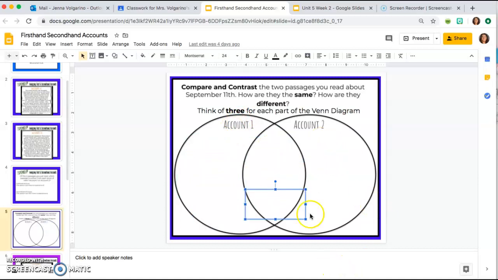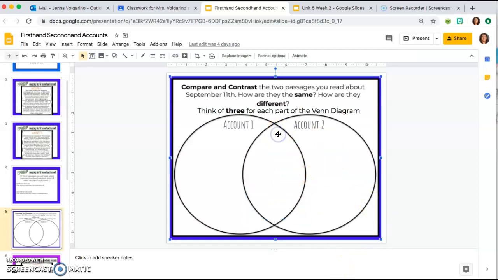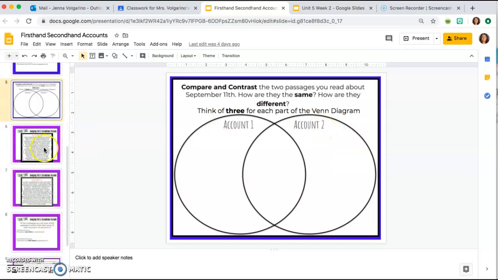For each side, remember that the things that are the same are going to go in the middle. The things that are different are going to go on the side. So we have account 1 on this side, account 2 on this side. Okay. You are going to do this one more time.